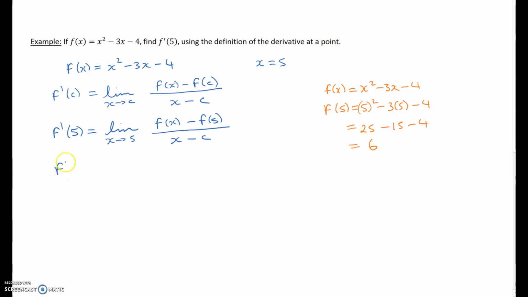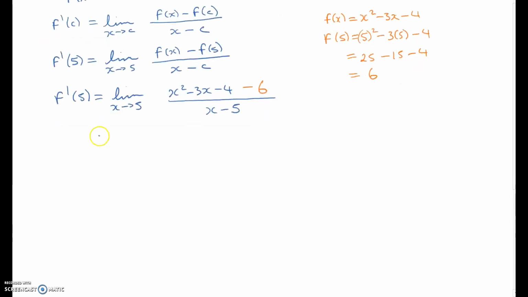So we'll have f prime of 5 is now equal to the limit as x approaches 5 of f of x, that's x squared minus 3x minus 4, and then we have the minus 6 that we just calculated. Okay, and that's going to be over x minus 5. So if we go ahead with this a little bit further, we have the limit as x approaches 5 of x squared minus 3x minus 10 over x minus 5.